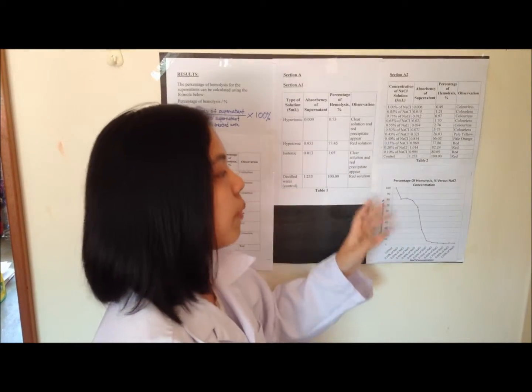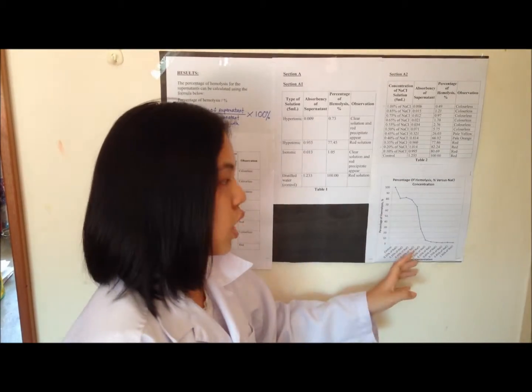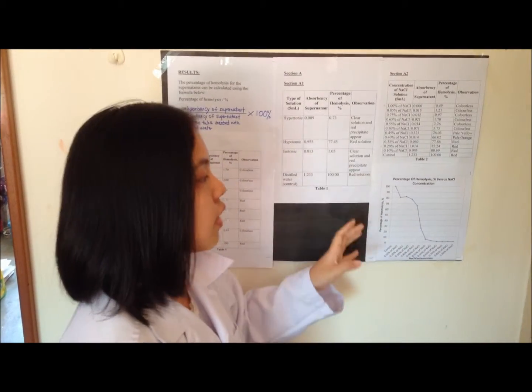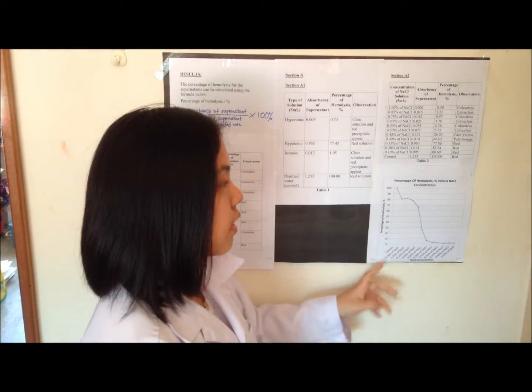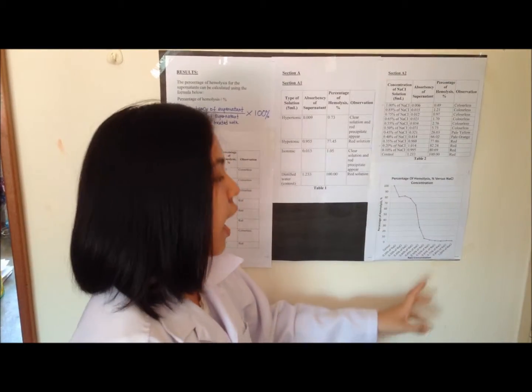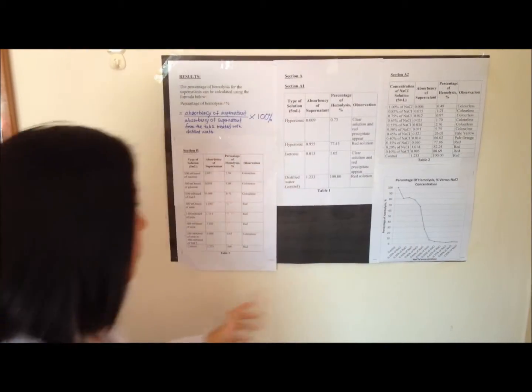And from the graph of the percentage of hemolysis against the NaCl concentrations, we can observe that there is a downward trend in percentage of hemolysis when the NaCl concentration increases. And we can also observe that at 0.75% NaCl solution, the graph starts to flatten. This proves that 0.75% NaCl solution is isotonic to the red blood cell.